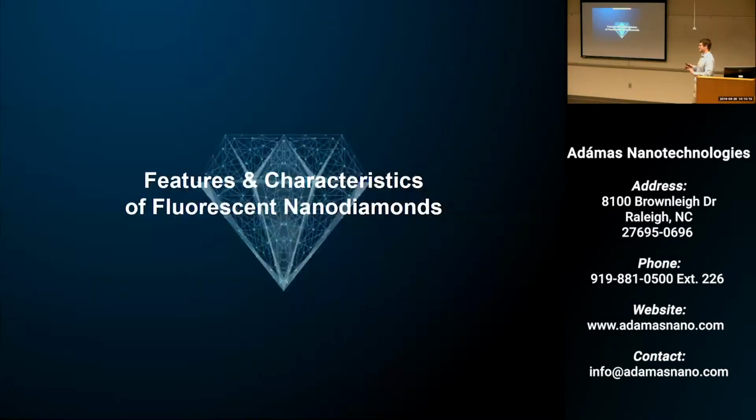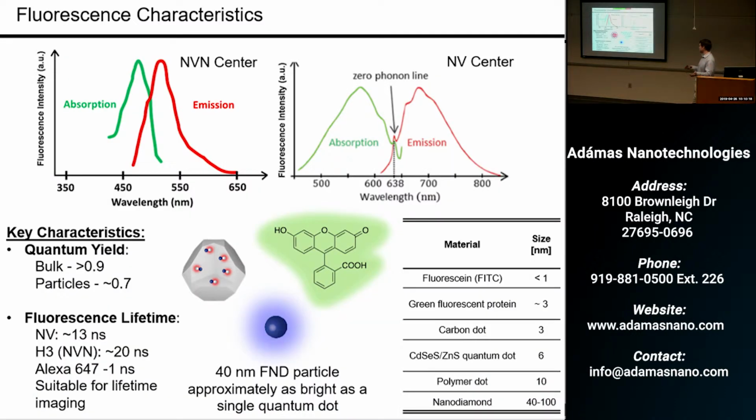Enough of the solid state physics, and I want to discuss the characteristic fluorescence features of diamond, particularly if you're using it in some biological application. So for the NVN center, peak absorption is around 480 nanometers, with peak emission around 520. For the NV center, peak absorption is around 575, with peak emission around 680 to 700 nanometers. And I wanted to give a brief comparison of the quantum yield to a very commonly used dye, Alexa 647, which is pretty much a workhorse dye in a lot of applications.